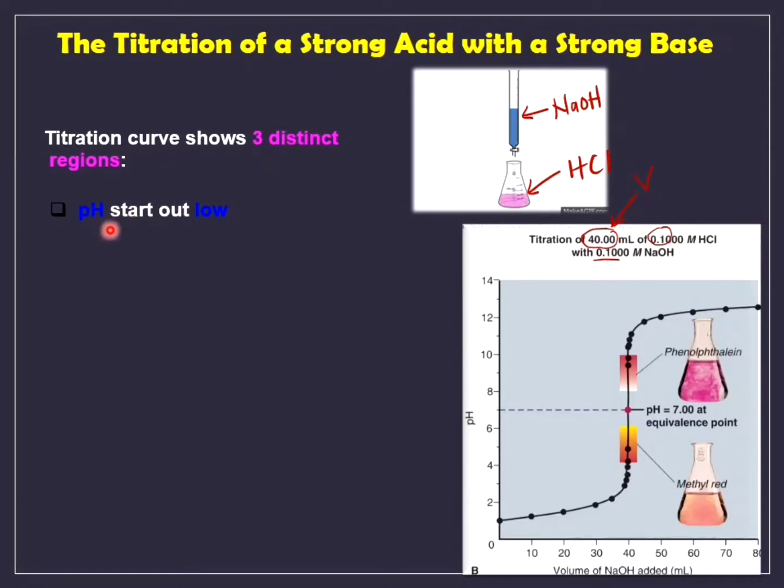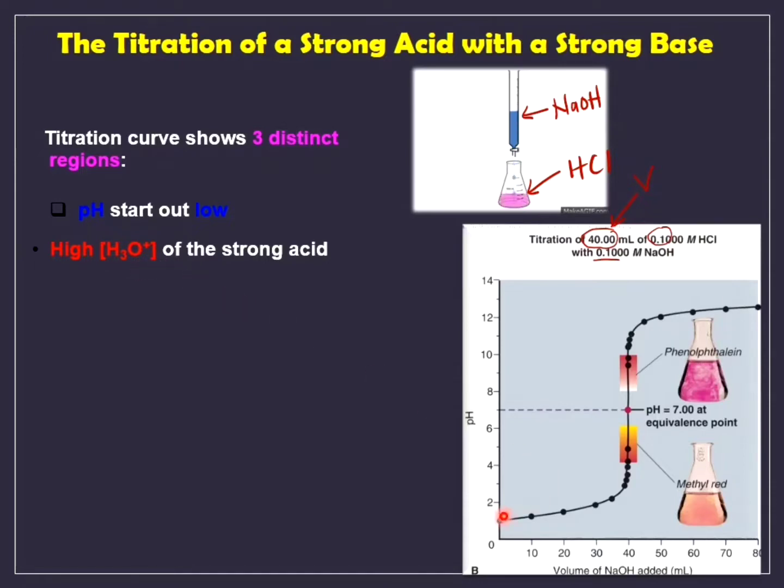The pH starts out low. Why does the pH start out low? Because our analyte is a strong acid. Okay, our analyte is a strong acid. So a strong acid consists of a higher concentration of H3O+.